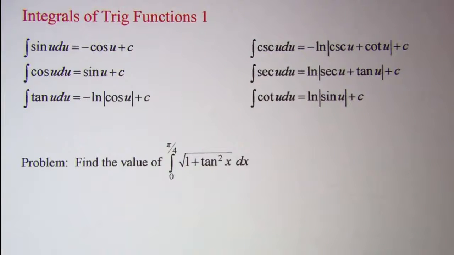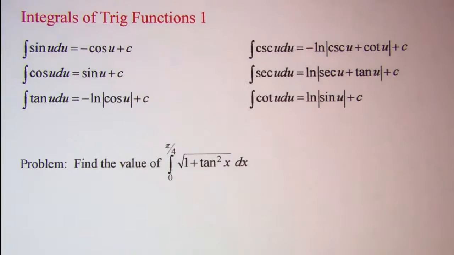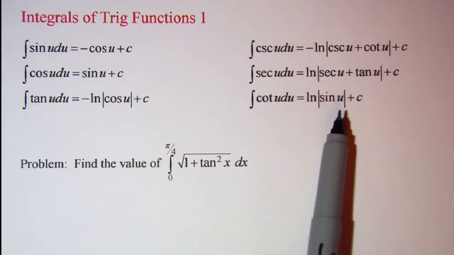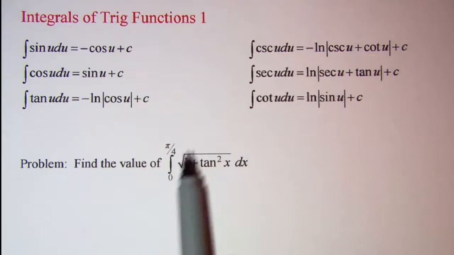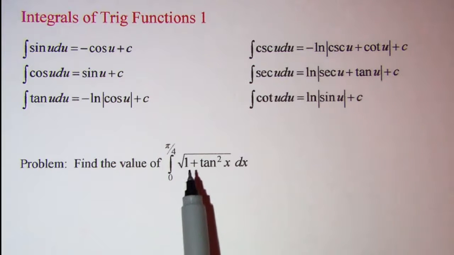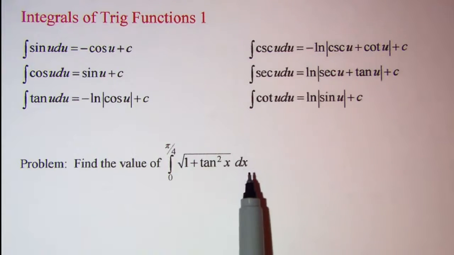In this video, we will be looking at an integral of a trig function. If you've not already done so, press pause to copy down these 6 rules for integrals of trig functions. When you're ready to continue, press play. The problem that we'll be doing is to find the value of the definite integral from 0 to pi over 4 of the square root of 1 plus tangent squared x dx.